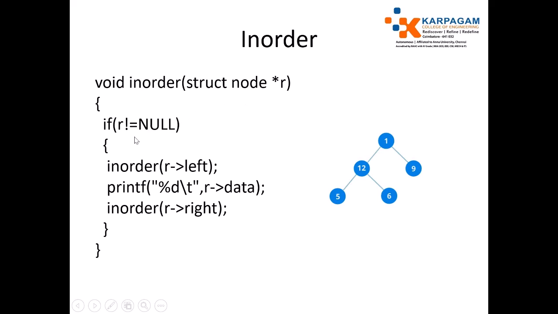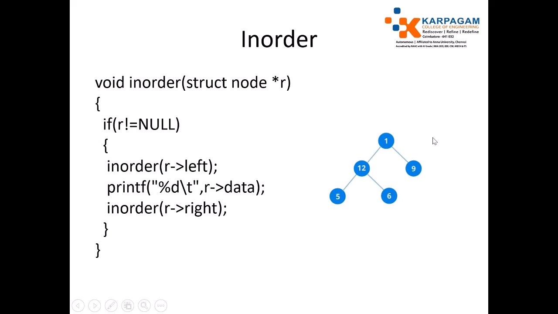If r is not equal to null, we can proceed. This is the base condition. If it is equal to null, just come out of the function. First, process the left subtree by recursively calling the in-order function, print the middle data, and process the right subtree.